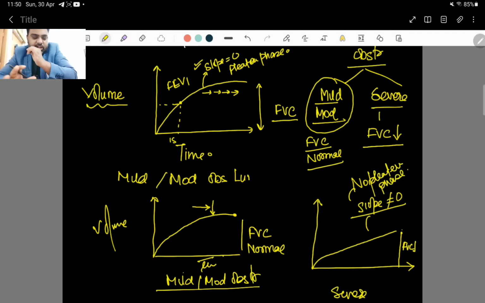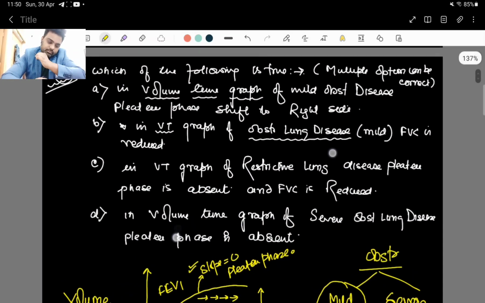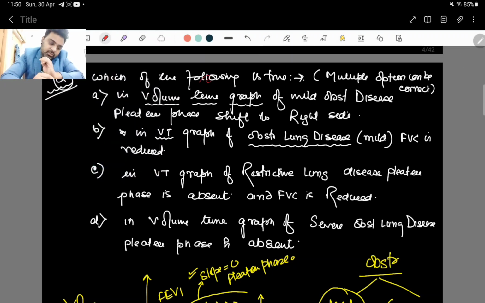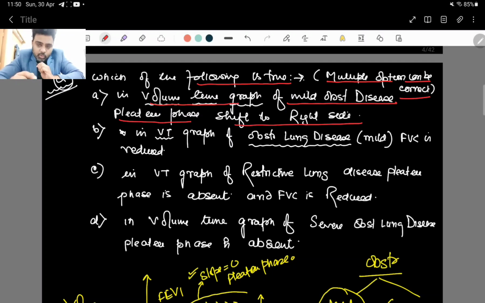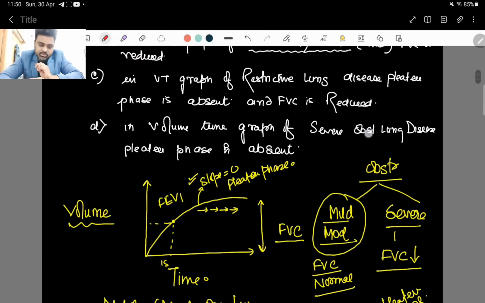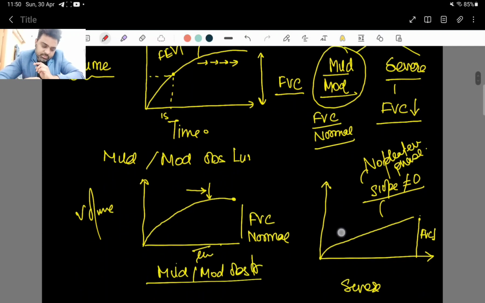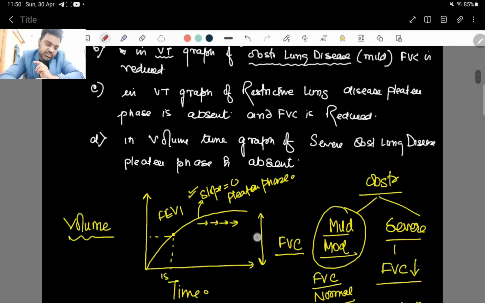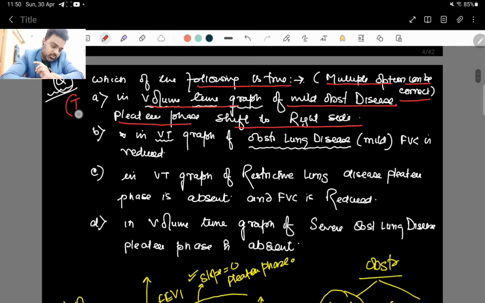If you understand this concept of the volume time graph, you can solve this question very easily. See which of the following is true. Multiple options can be correct. First, in volume time graph of mild obstructive disease, plateau phase shifts to the right side. I have told you that in mild to moderate form, yes, plateau phase shifts towards the right side. So this statement is true.